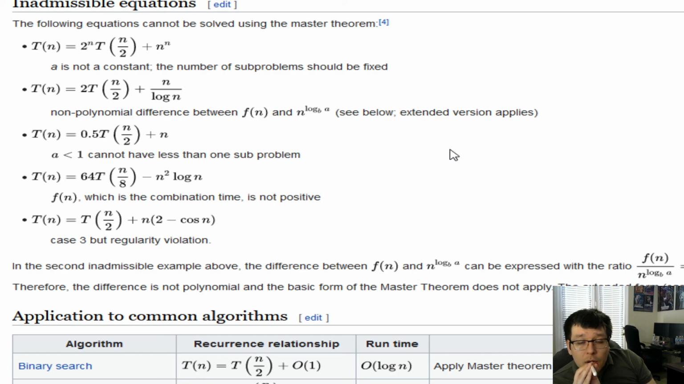The next one is again a problem with d, because you have a log n next to this n, and you can only have one of the terms, and it has to be just an n, so it complains about that. It doesn't work out. And then the final one is kind of weird, so let's just move on.